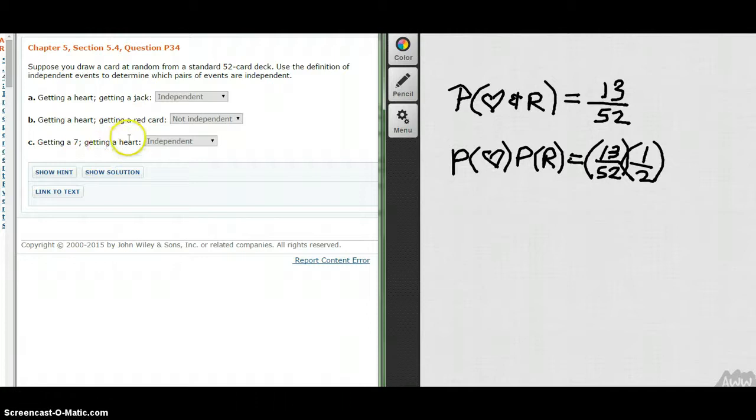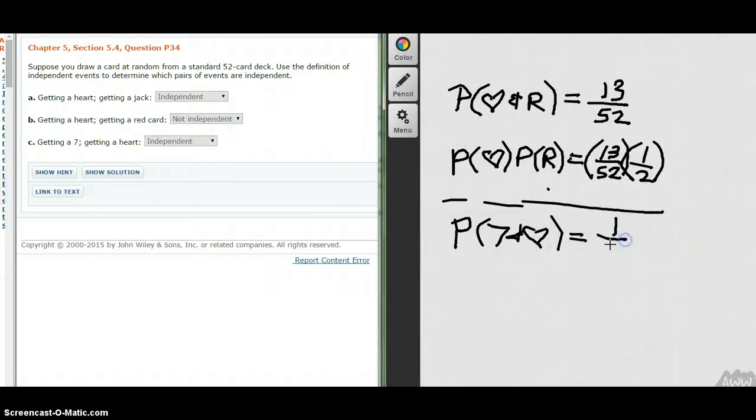Getting a 7 and getting a heart, maybe I can just put it down here. So probability of 7 and heart. Again, to have both of them, there's only one card. I'm getting trigger happy with my pen here. Switch it around. Okay. And probability of 7 times probability of heart. By the way, I really do have good handwriting. It just doesn't show up on a tablet pen.